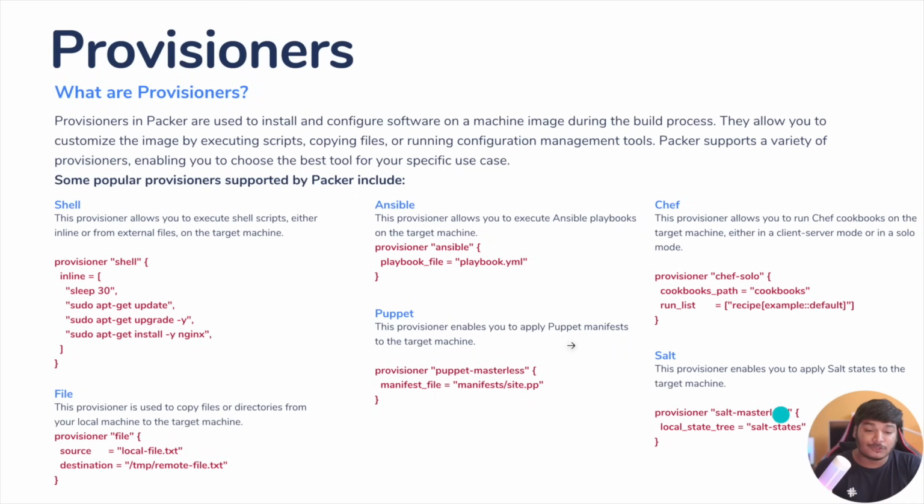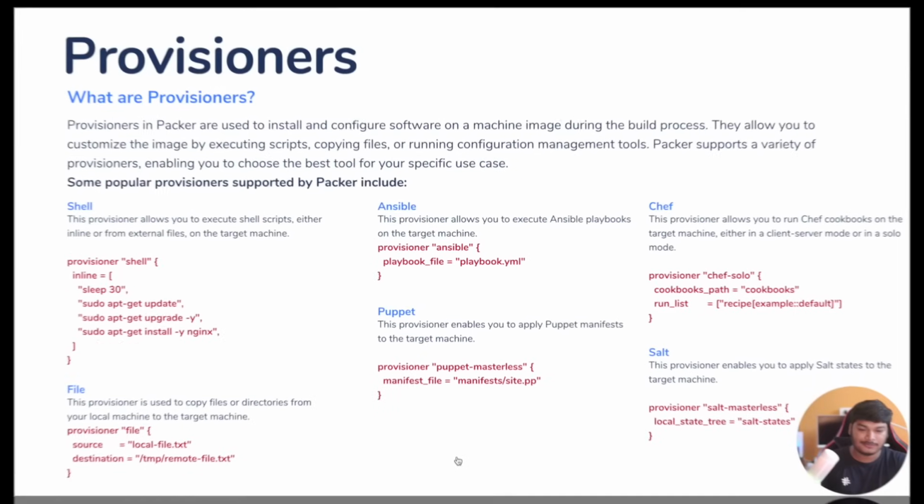Then Salt. This provisioner allows you to apply a Salt state on the target machine. And for this, you have the syntax like provisioner, then salt-masterless. Then inside the code block, you have to specify local_state_tree equal to the Salt state that you want to apply. So these are the different provisioners you have, using which you can install different software, you can run different commands, you can do a lot of stuff. Creativity is the way, and imagination is the limit of what you can do with this kind of provisioners.